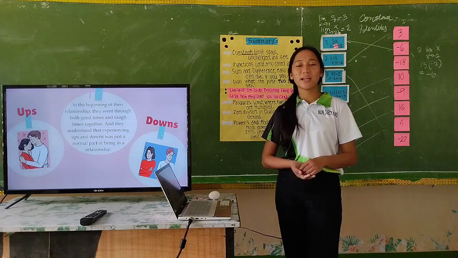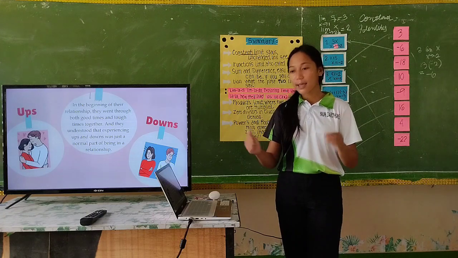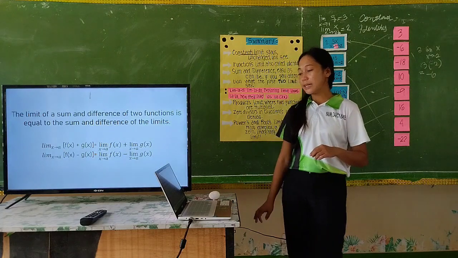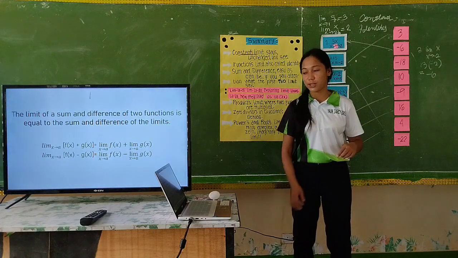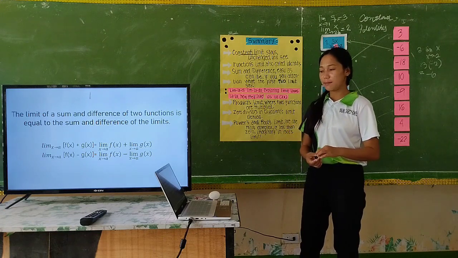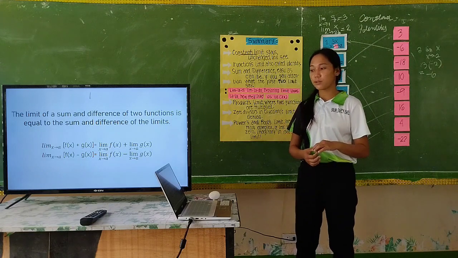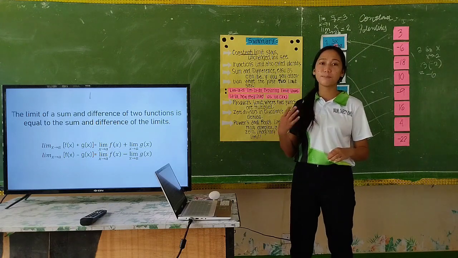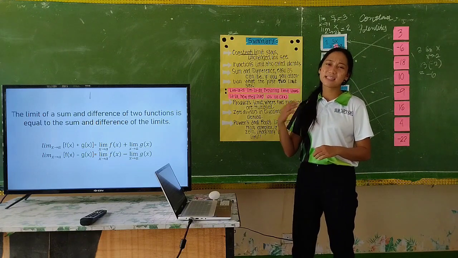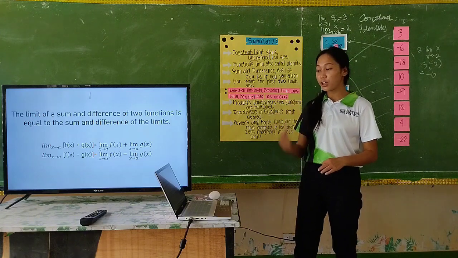So ups is the sum and downs is the difference. But now they are forbidden to operate, because they are serious now. So they are forbidden to plus and minus. So the limit of a sum and difference of two functions is equal to the sum and difference of the limits. So you plug in or substitute the value and then simplify or perform the operation, if it is a sum, I mean if it is addition or subtraction.